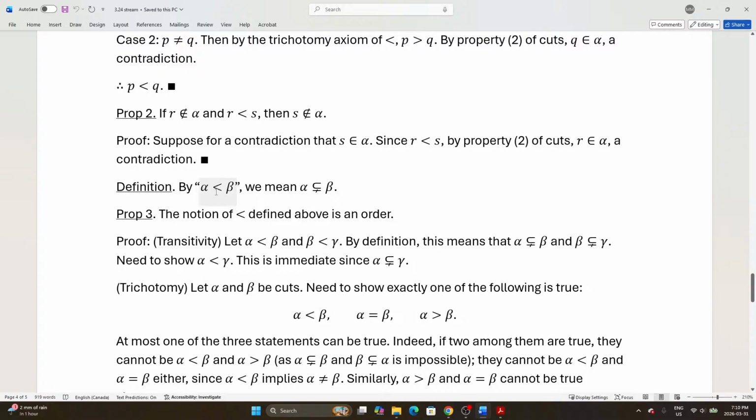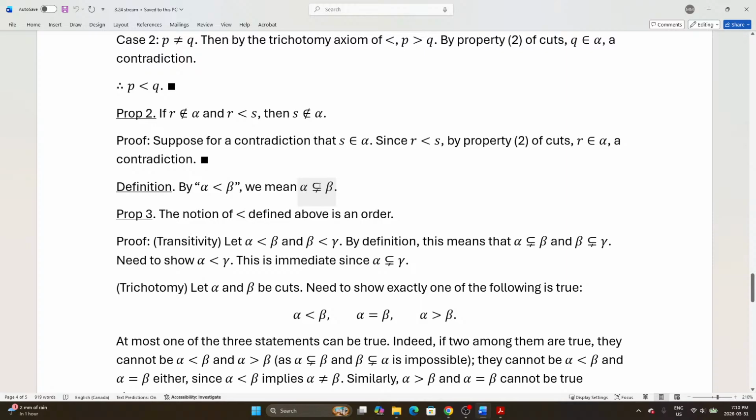Although technically speaking, we should distinguish those two because the meanings are different. Here we're talking about the usual relationship between rationals, which is taken as given. When we're doing Dedekind cuts, we already assume the existence of Q, the rationals, and all the usual operations and orders defined on them. So when we write r is less than s, this is the usual order relationship on Q. But when we write alpha is less than beta, we mean this very specific order relationship that we just defined.